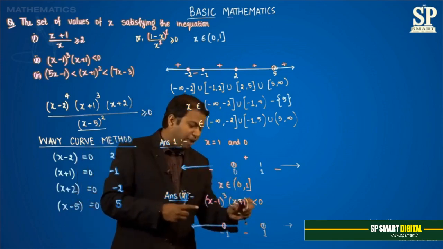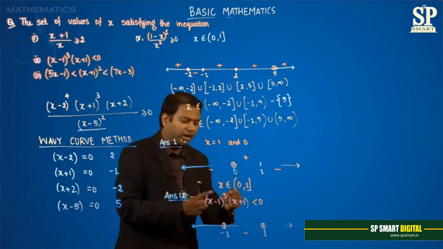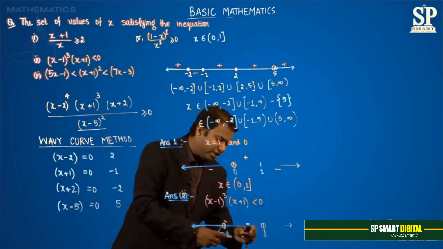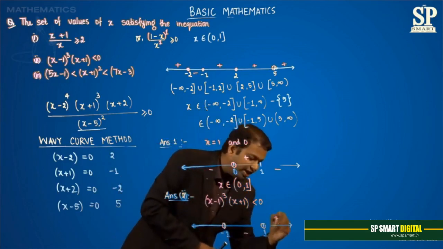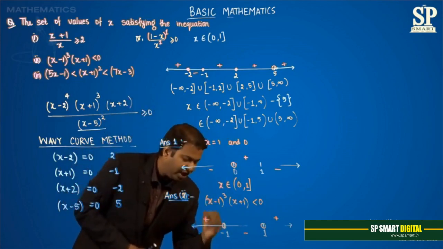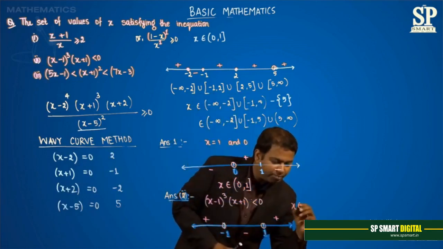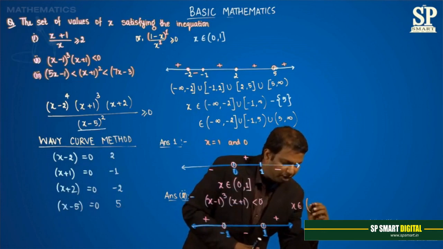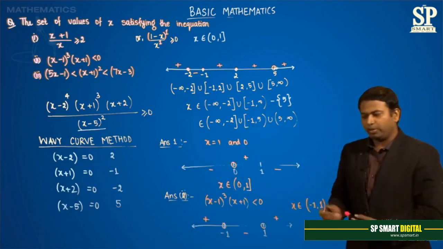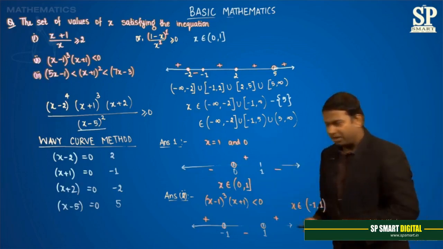Now since the power of both the factors that we have, x minus 1 and x plus 1, are odd, the sign is going to alternately change. So since we have a negative sign here, on the right side of 1 we'll have a positive sign, and on the left side of minus 1 we'll again have a positive sign. So the solution set in this case would be x belonging to the open interval minus 1, comma 1. So this is how we need to approach questions related to inequality using the wavy curve method.